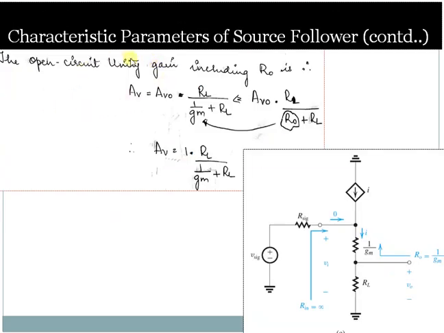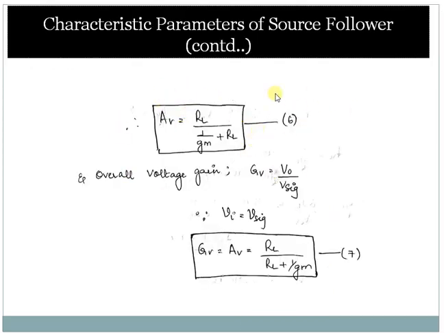So finally, the open circuit unity gain including R0 will be equal to AV, which is equal to AV0 multiplied by RL divided by 1 by Gm plus RL. Now we know from the previous equation that 1 by Gm is equal to capital R0, that is the output resistance. So I have replaced it, and the gain of the amplifier is equal to AV0 into RL divided by R0 plus RL. So the gain of the amplifier is RL divided by 1 by Gm plus RL. The same equation I have rewritten here and named it equation number 6.